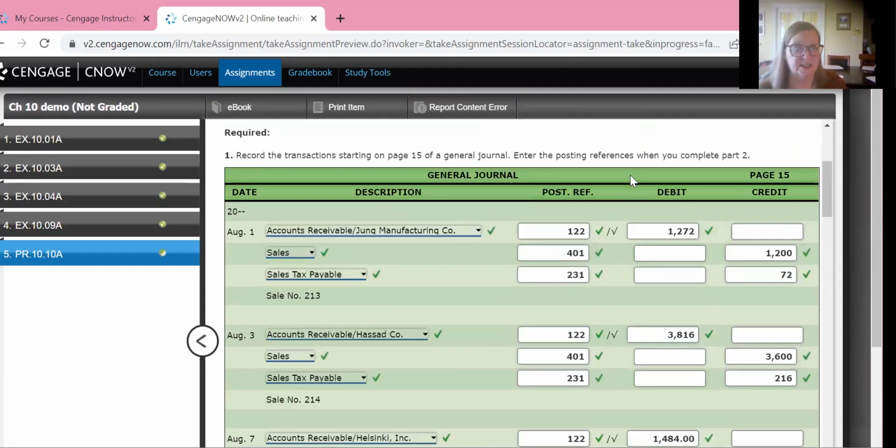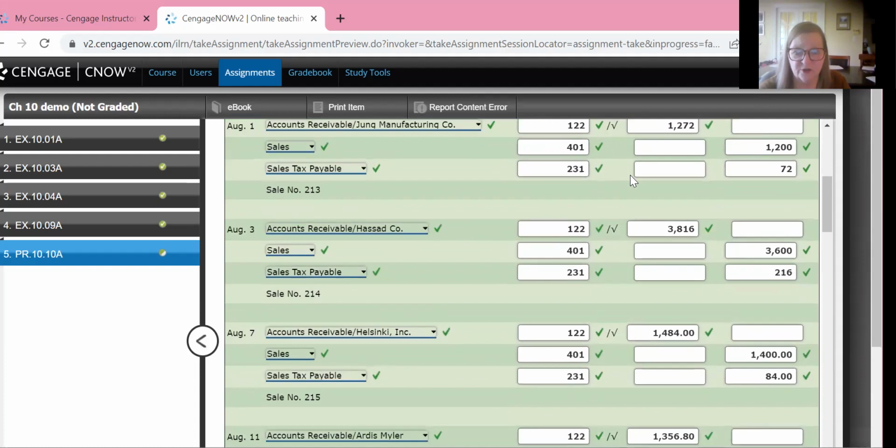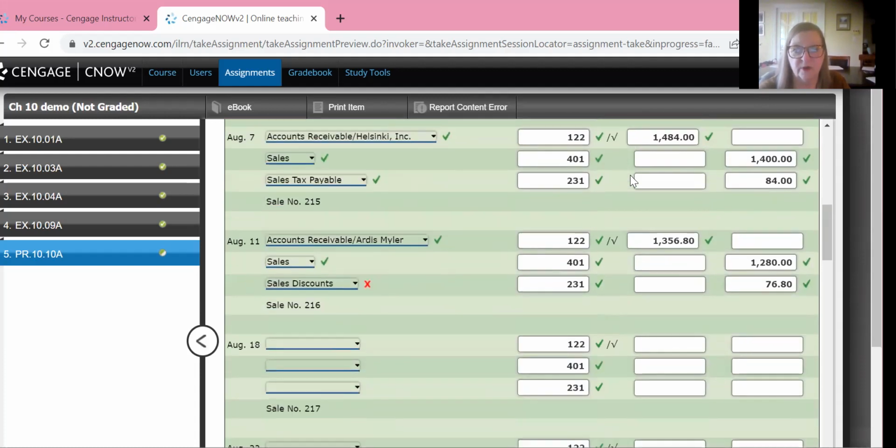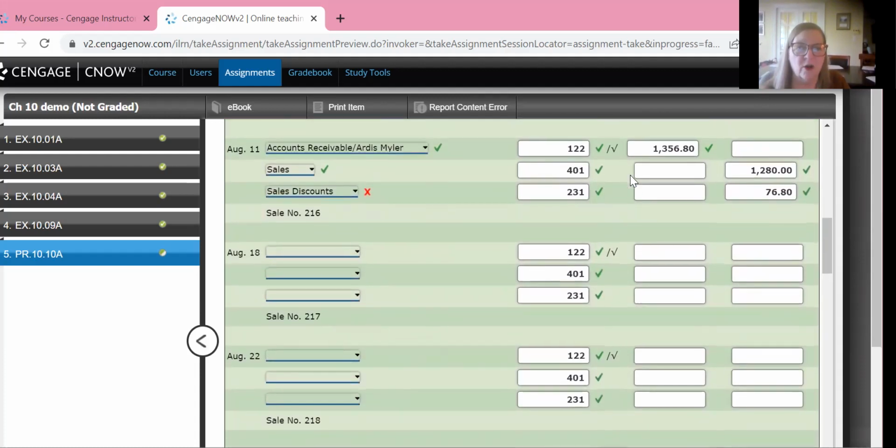See how if you didn't have any decimals, they don't count off if you don't put the decimals, because those were whole dollars, the first three transactions. And then when we got to this one on August 11th, it had cents. So that's why I changed and started putting cents. You don't have to put cents if they don't require it, but it just makes it a little more aligned.